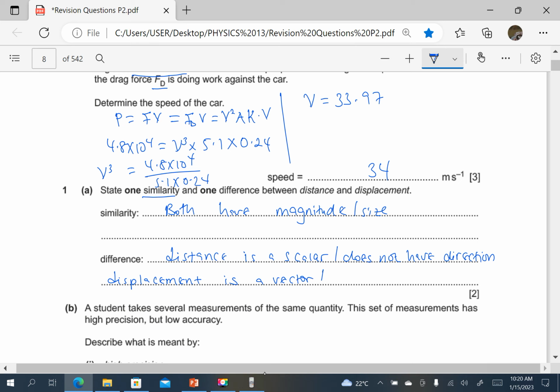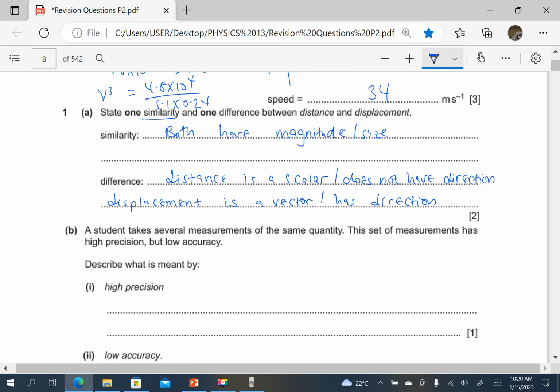Or you can say it has what? It has direction. It can also be speed and velocity. Velocity, both have magnitude, that is a similarity. But speed is a scalar, that is, it has no direction, but velocity is a vector, it has direction.